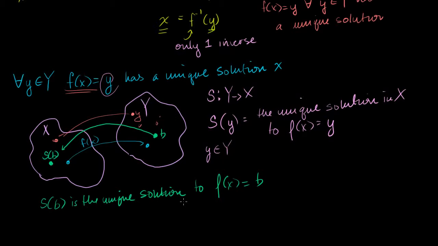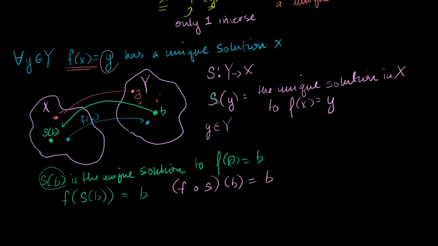Well, if this is the case, we just got this because this is what this function does. It maps every y to the unique solution to this equation, because we said that every y has a unique solution. So if this is the case, then what happens if I take f of s of b? Well, I just said this is the unique solution to this. So if I put this in here, what am I going to get? I'm going to get b. Or another way of saying this is that the composition of f with s applied to b is equal to b.